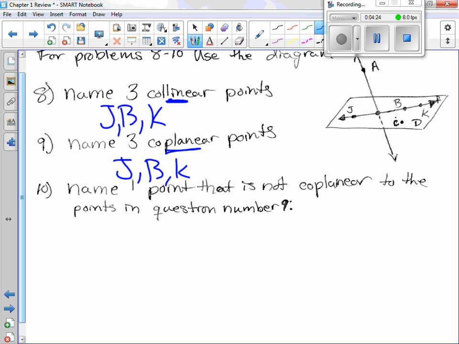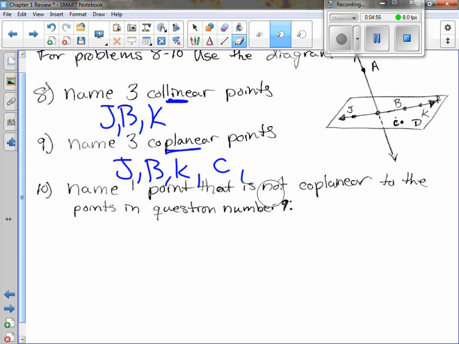J, B, K, I mean, aren't they all on the same plane? Does it matter that they're on a straight line on the plane? No, it's just saying 3 points on the plane. If I'm naming it, they can't be on the same line. But if I'm just wanting 3 points that are on the same plane, that's fine. We could also have C. So D would be the plane itself. K does work, yes. So those would work. So J, B, K, and C are all on the same plane. A is not on the plane.